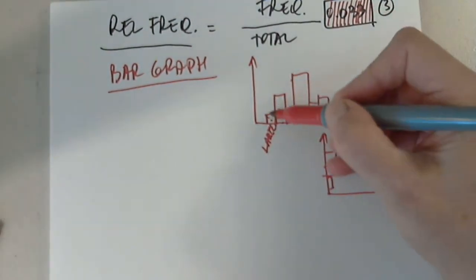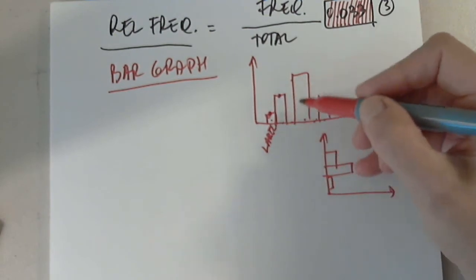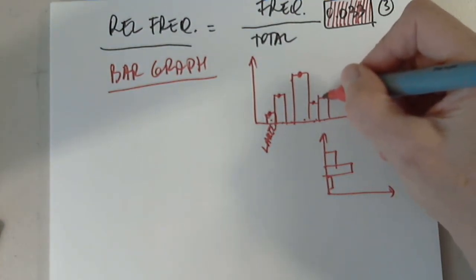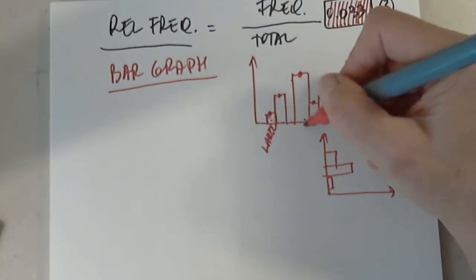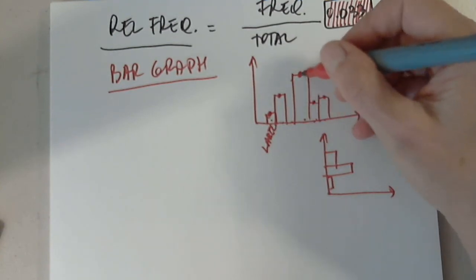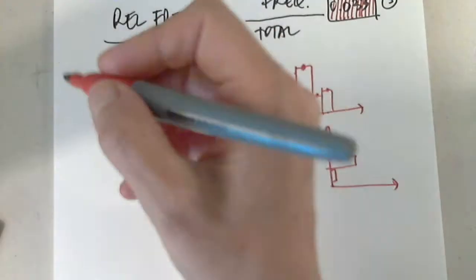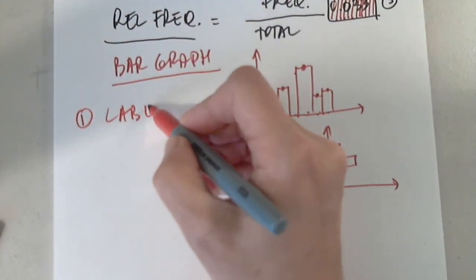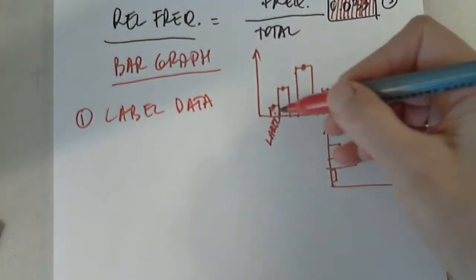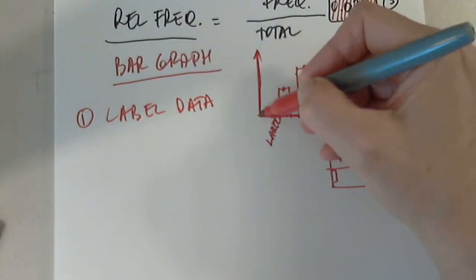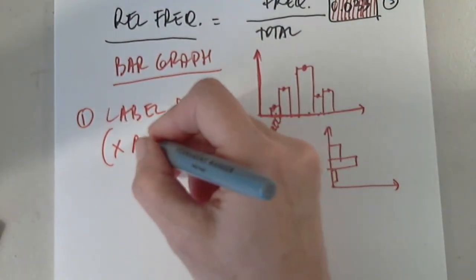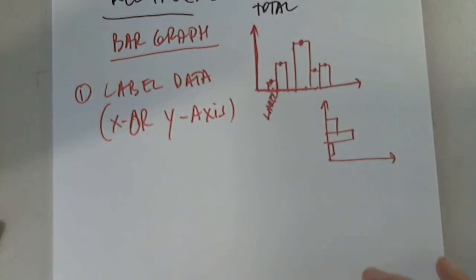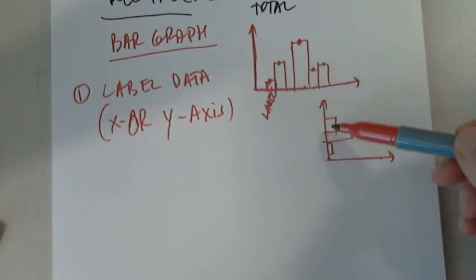So this will be the label, and right here we're going to use the trace feature of the calculator. Right here will be either the frequency or the relative frequency. So when we construct a bar graph, our first step is to label data. You can label them on the x-axis or on the y-axis, it's up to you.